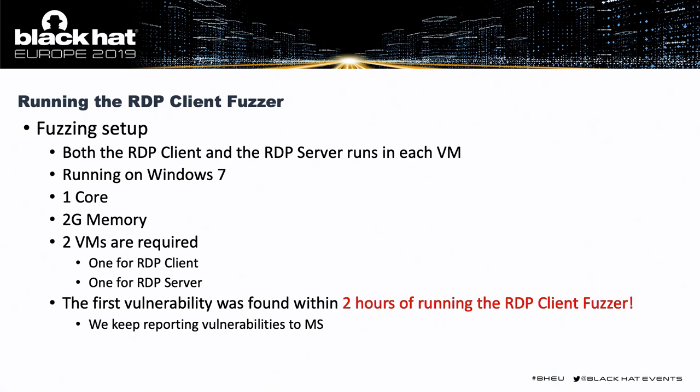Next, running the RDP client fuzzer. For the fuzzing setup, both the RDP client and the RDP server run in their own VMs. Running on Windows 7 with 1 core and 2 gigabytes of memory, 2 VMs are required, one for the RDP client and one for the RDP server. The first vulnerability was found within 2 hours of running the RDP client fuzzer. We keep reporting vulnerabilities to MS.